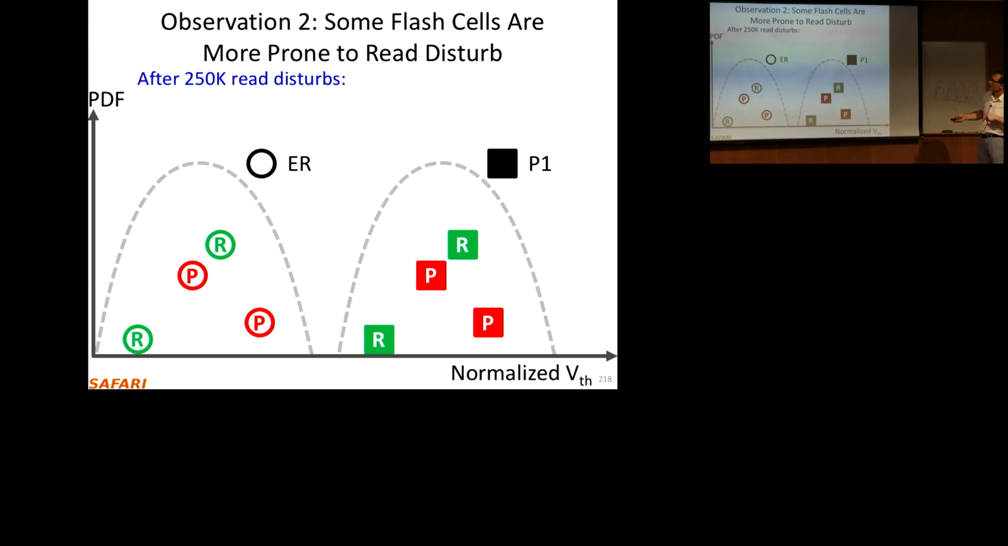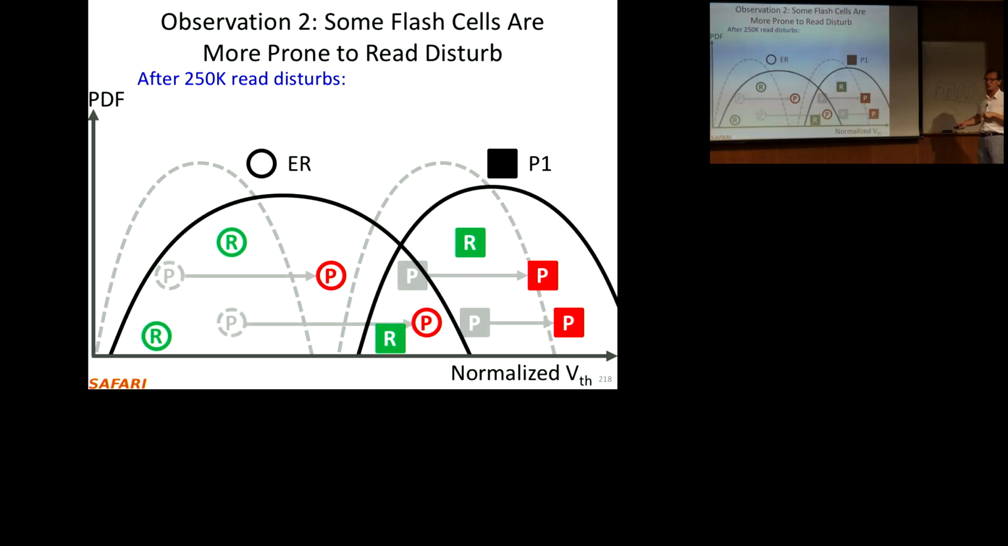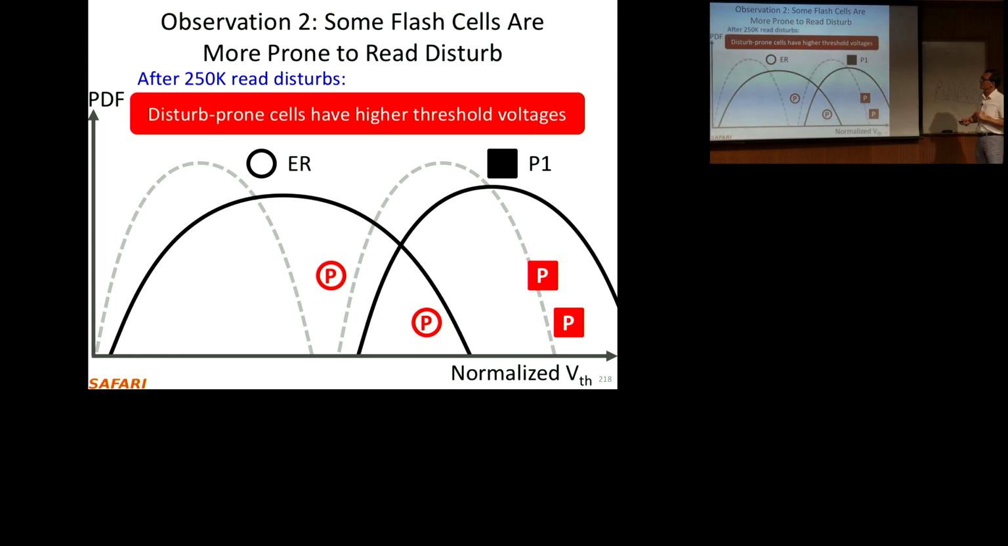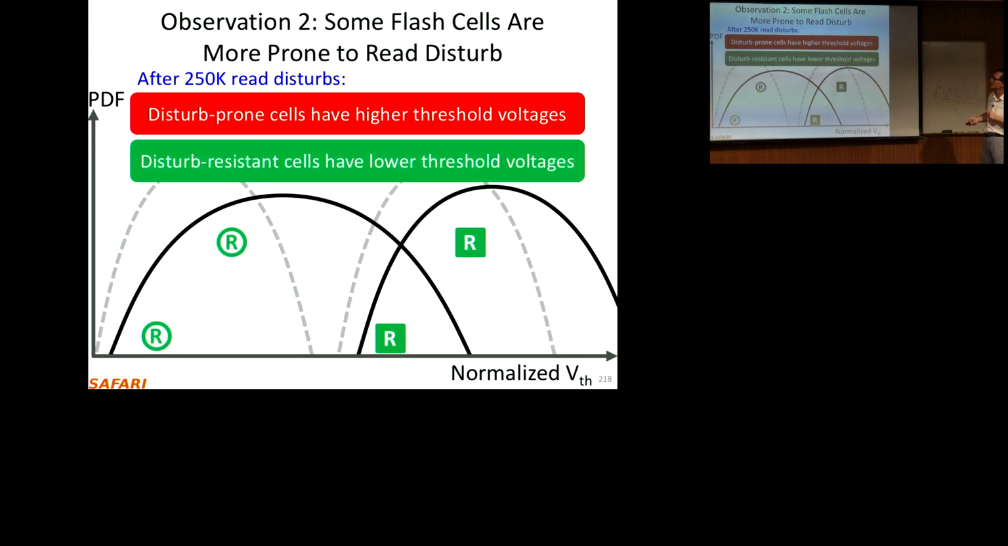Now let's say we apply 250K read disturbs. What happens is distributions shift, but the resistant ones stay in their distribution. Prone ones actually cause issues. They get mixed with the other distribution. So it turns out disturb-prone cells have higher threshold voltages in general, as you can see over here. Disturb-resistant cells have lower threshold voltages.